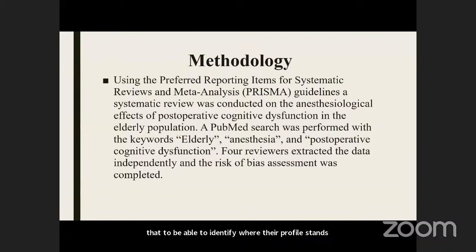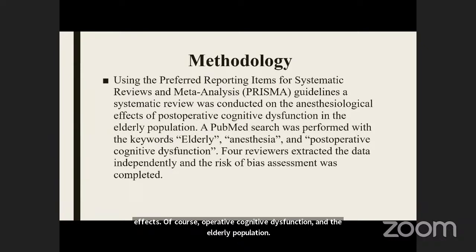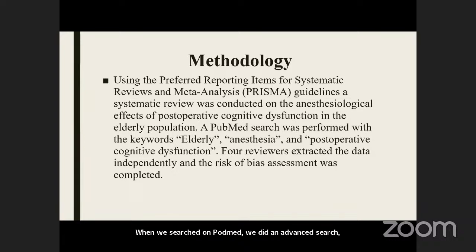Okay. And then with the methodology, we used the Preferred Reporting Items for Systematic Reviews and Meta-Analyses. It's called PRISMA. It's a guideline for systematic reviews. For us, it was conducted on the anesthesiological effects of postoperative cognitive dysfunction in the elderly population. When we searched on PubMed, we did an advanced search, which was performed with the keywords elderly, anesthesia, and postoperative cognitive dysfunction. And 4 reviewers extracted the data independently, and the risk of bias assessment was completed.